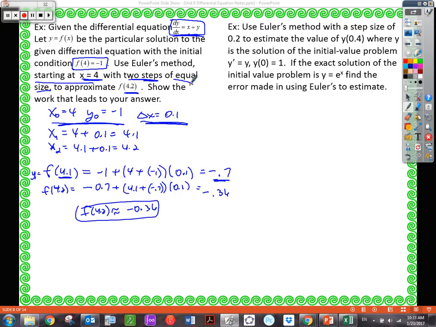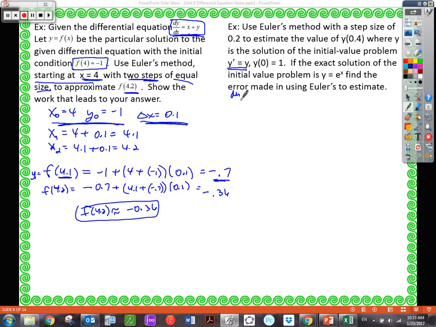Okay. All right, well, let's look at our second example. So we want to use Euler's method with a step size of, now this time they tell us the step size. Sometimes they do, sometimes they make it such that we have to figure it out. But again, there's only one right answer. Step size is 0.2 to estimate the value of y of 0.4, where y is the solution of the initial value problem. So here's my derivative.